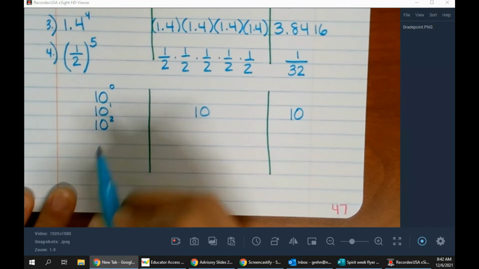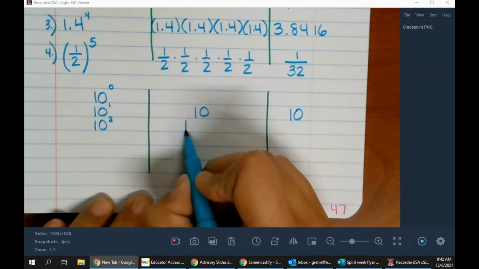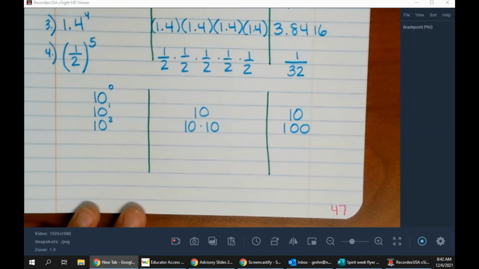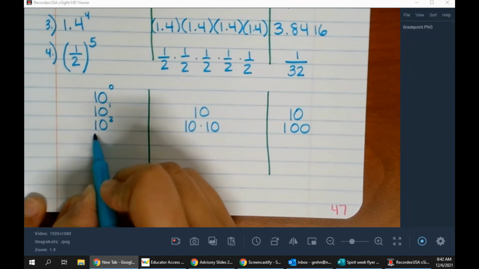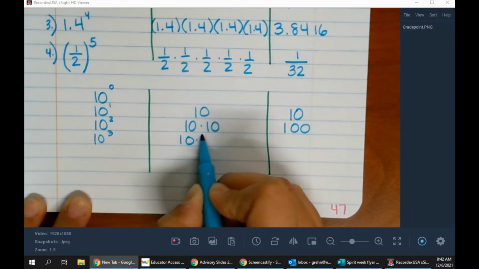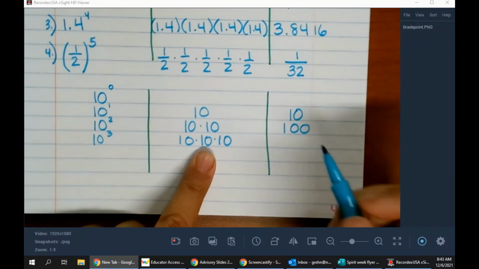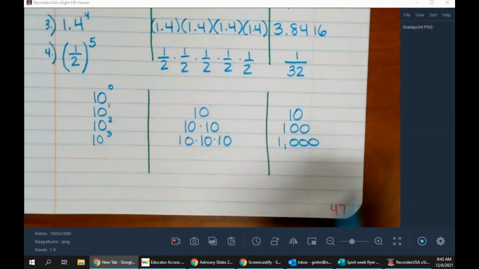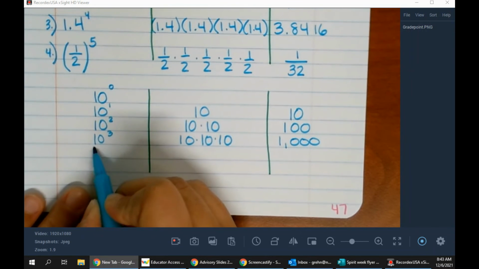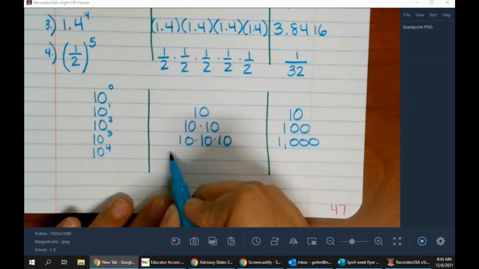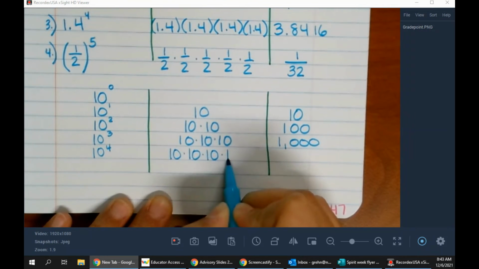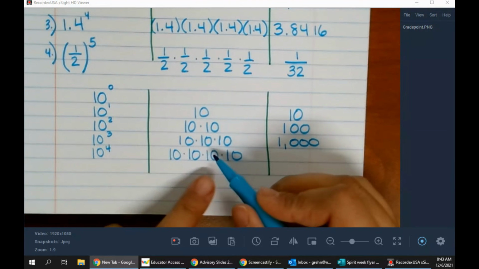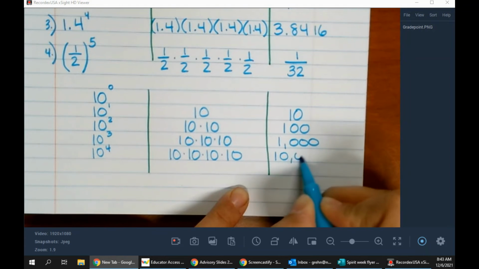Now let's look at 10 to the second power. So 10 to the second power would be 10 times 10. 10 times 10 is 100. Hey, let's do a couple more. If we have 10 to the third power, that would be 10 times 10 times 10. 10 times 10 is 100, and 100 times 10 is 1,000. And hopefully you're starting to see some patterns here. Let's do just one more, 10 to the fourth power. So that would be 10 times 10 times 10 times 10. And if I multiply 10 times 10, that's 100. Times 10 is 1,000. Times 10 is 10,000.